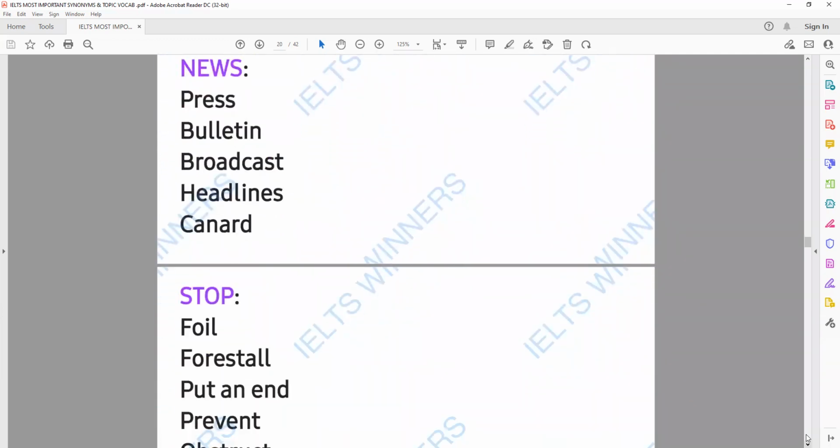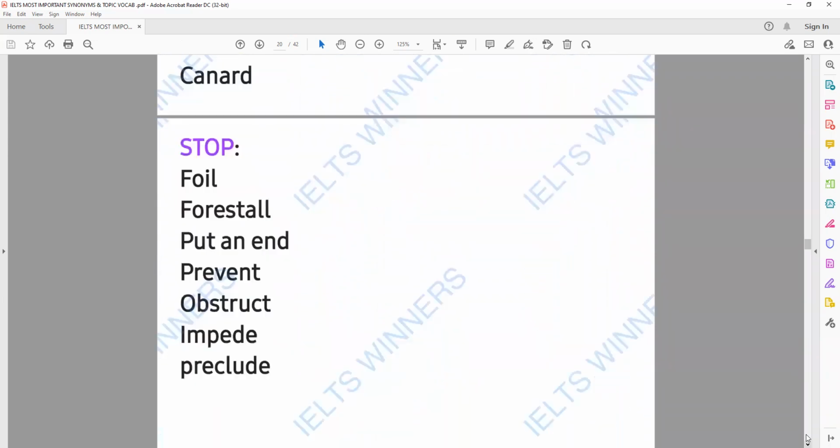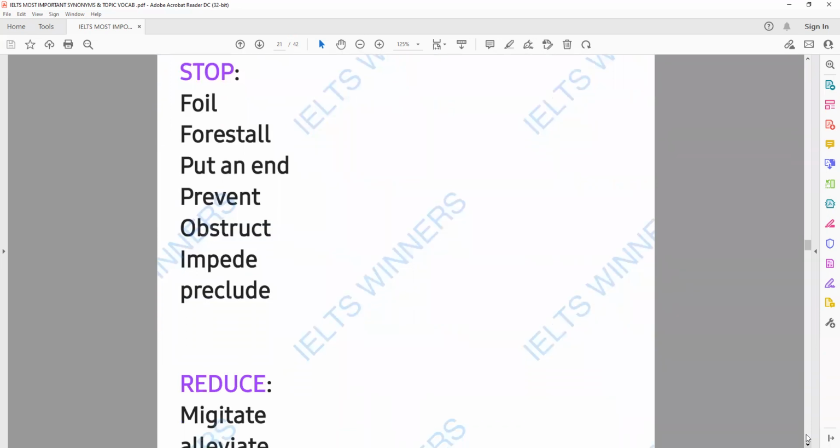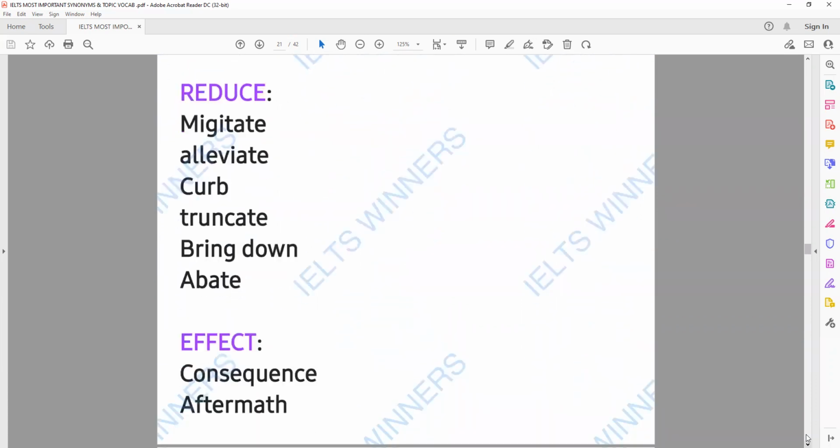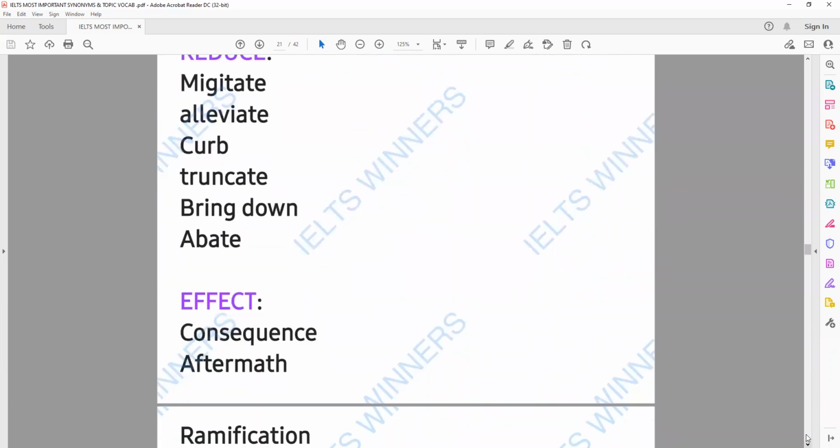News: many of my students repeat news again and again everywhere. So instead of saying news, you can use all these words. To stop something, it can be stopped, so you can use these words. Reduce.